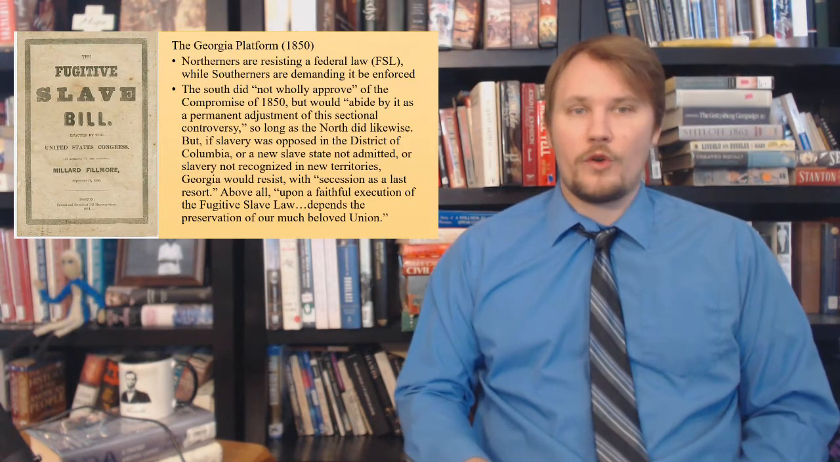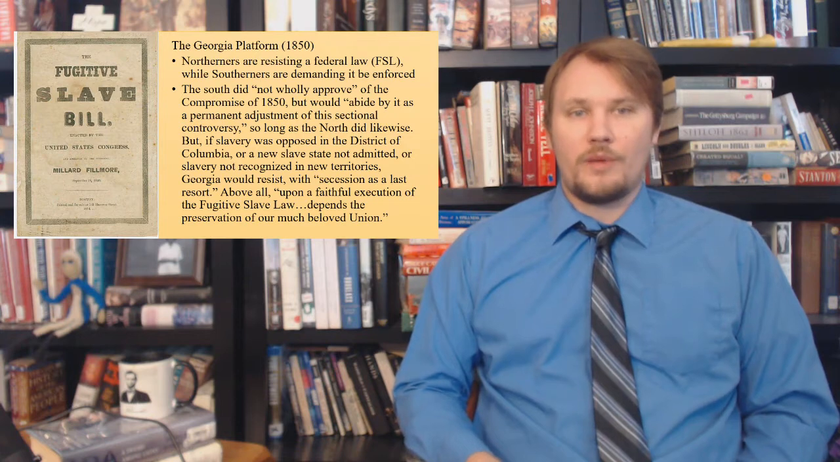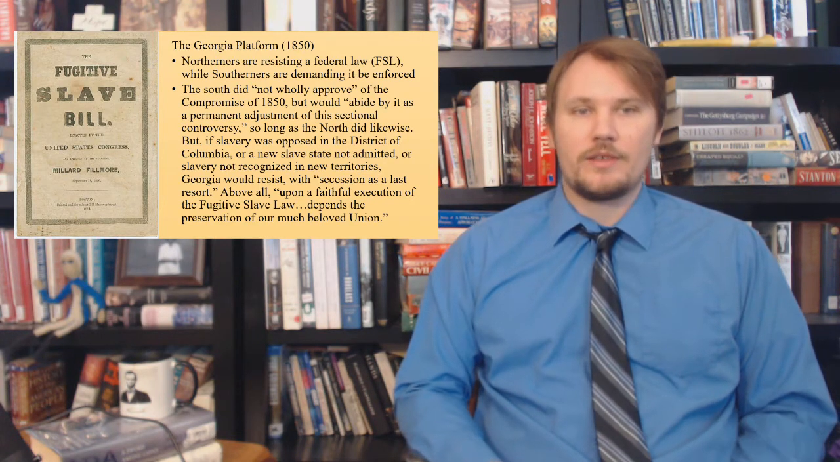Now, many Southerners are really upset that the North is resisting the Fugitive Slave Law. Usually, Southerners are painted as the supporters of states' rights, while Northerners support a strong central government, but here the roles are reversed. Now, many states adopted something called the Georgia Platform. This platform stated that though the South did not wholly approve of the Compromise of 1850, it would abide by it as a permanent settlement of this sectional controversy so long as the North did likewise.